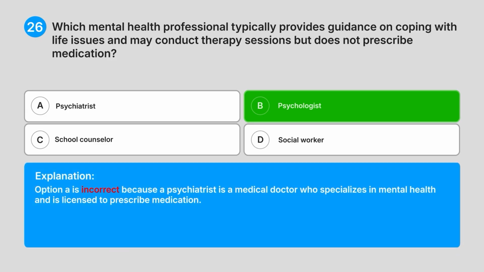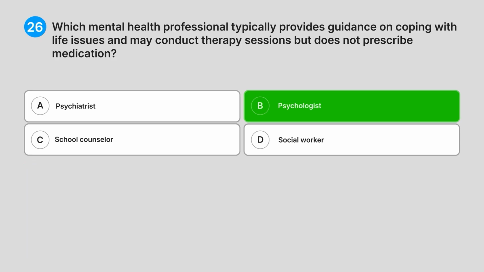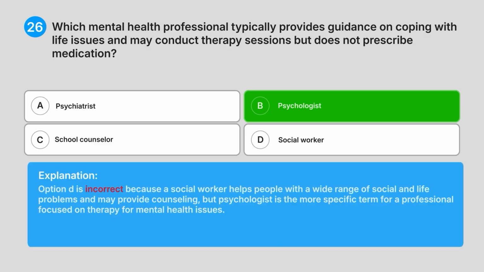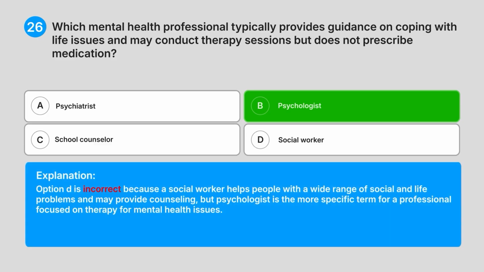Option A is incorrect because a psychiatrist is a medical doctor who specialises in mental health and is licensed to prescribe medication. Option C is incorrect because a school counsellor specifically provides academic, career, and social-emotional guidance to students within an educational setting. Option D is incorrect because a social worker helps people with a wide range of social and life problems and may provide counselling. But psychologist is the more specific term for a professional focused on therapy for mental health issues.